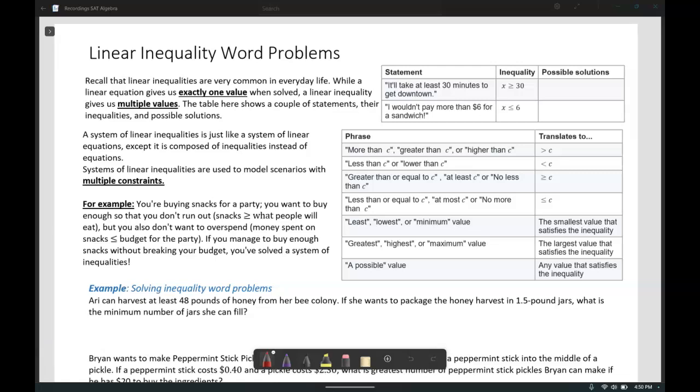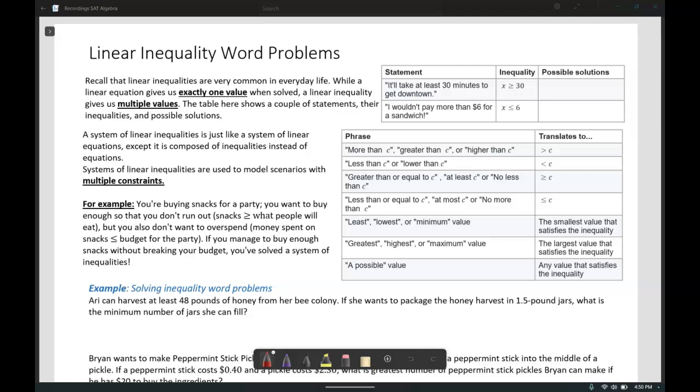All right, so we have two lessons left within our algebra domain of SAT. Today we're talking about linear inequality word problems, where we'll be looking at linear inequalities as well as systems of linear inequalities. So just like with linear equations, linear inequality is very, very common in real life.